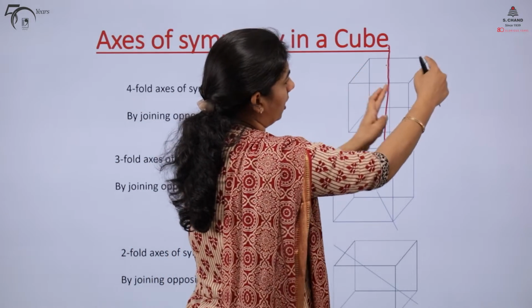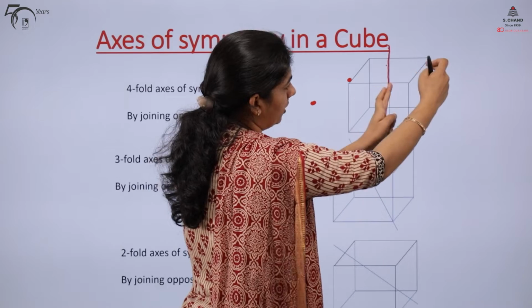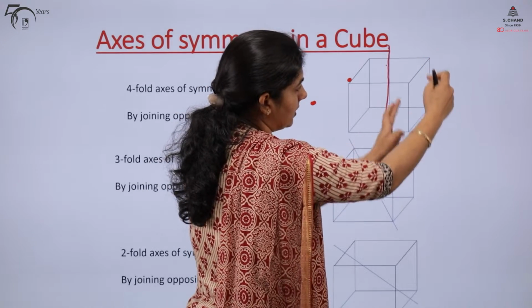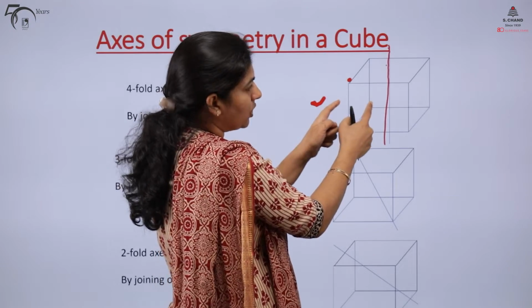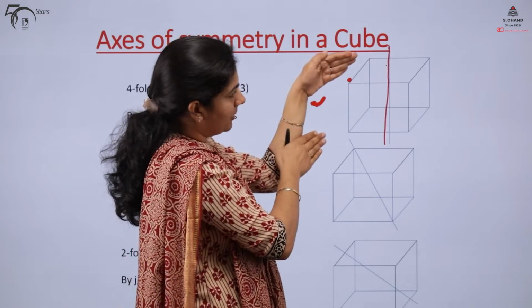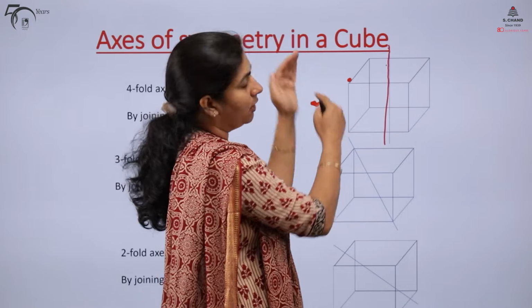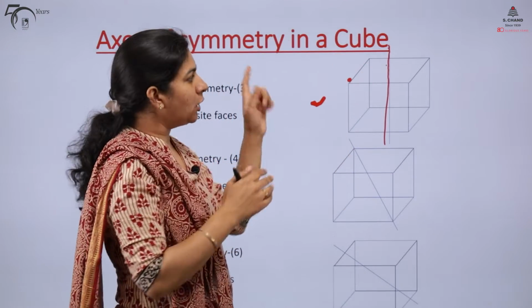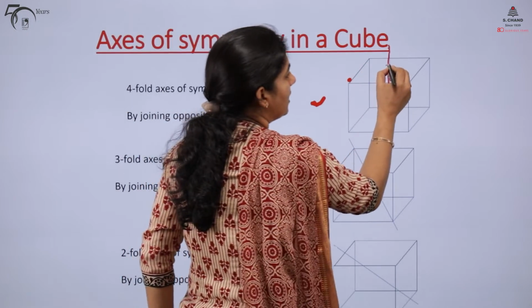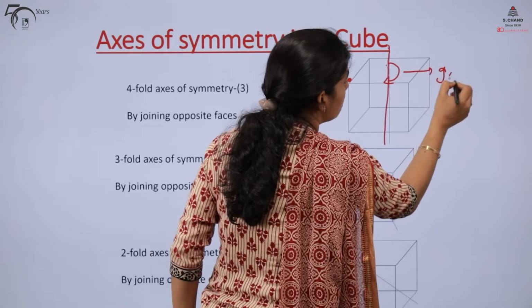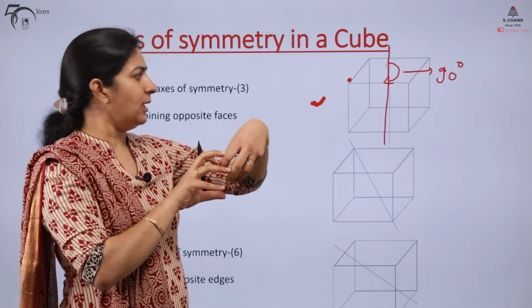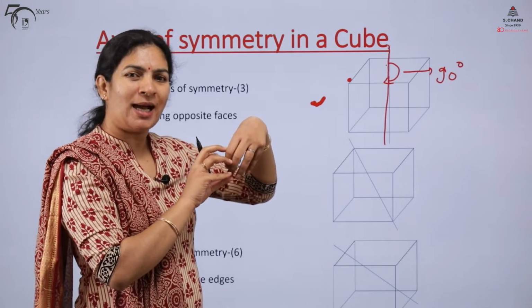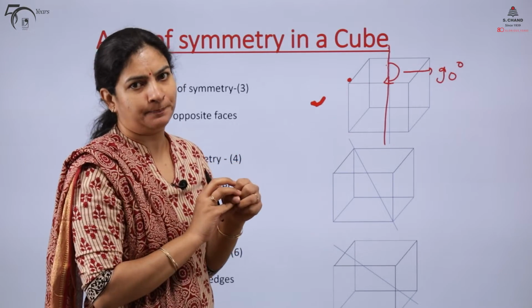You try to rotate. This edge will come over here, or we can say that this particular face will come in the front. The one which is in the front will move towards the side and the one which is on the side will move at the back. So about this axis, how much is the angle of rotation? If you rotate it through 90 degrees, you will observe the identical arrangement.